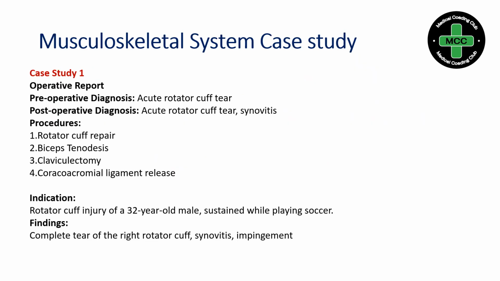The first case study we have is an operative report. The pre-operative diagnosis says it's an acute rotator cuff tear, and the post-operative diagnosis is the same, with synovitis. Now coming to the procedures involved in the case study. Here they have given the procedure names, so it can be resolved. Most of the time they don't identify the procedures they did, but in this case study they have given all the procedures in the beginning of the scenario itself.